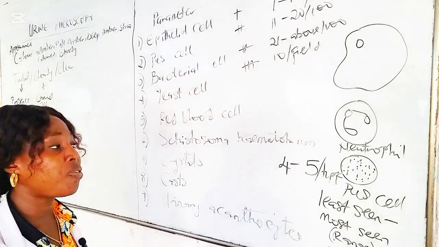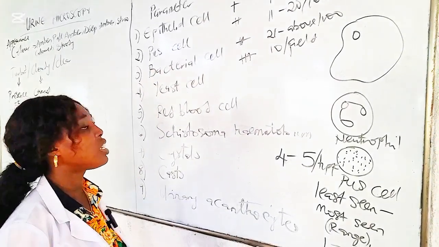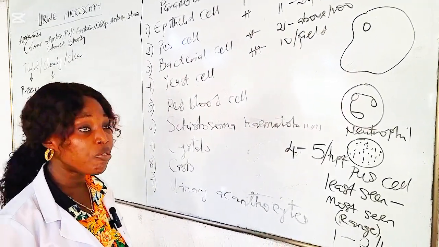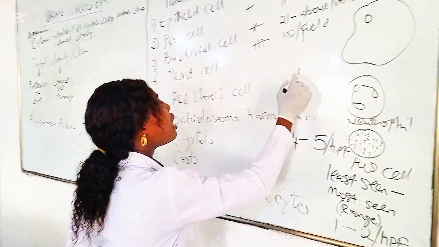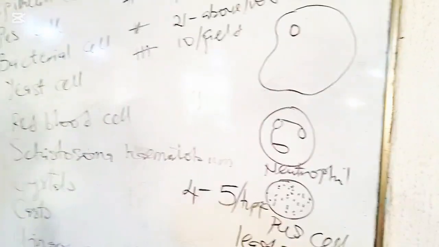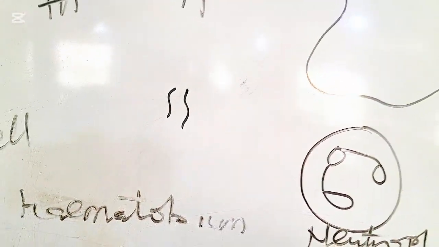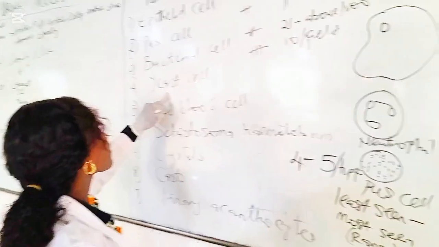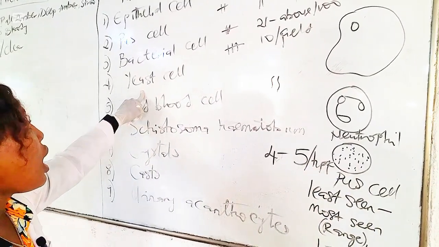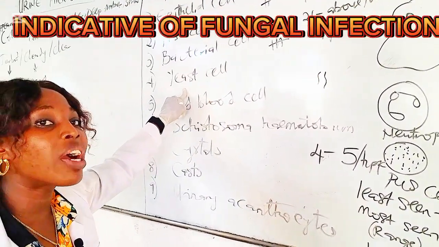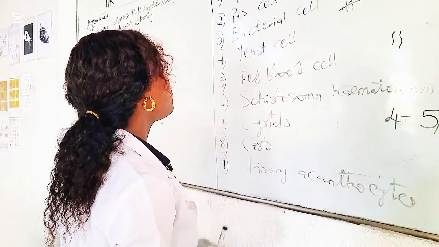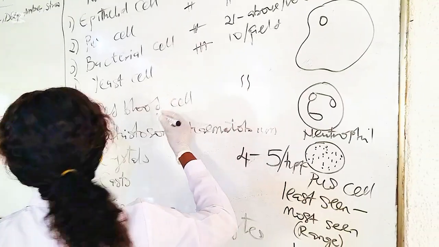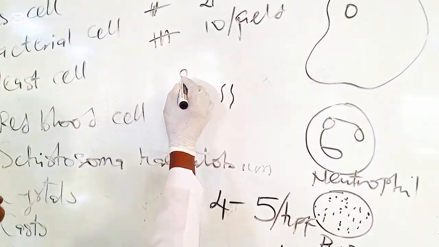So now let's move on to bacterial cells. There are bacteria infecting the urinary tract. You find them present, indicating infection also. Your bacterial cell basically looks like this. Now for your yeast cells, they are fungi. They are indicative of fungal infection. When you see yeast cells, they look like this. You see them budding.